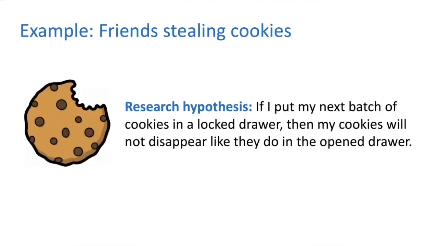Let's go over an example used in a previous module. This example was about friends stealing your cookies. In this example, we had the following research hypothesis. If I put my next batch of cookies in a locked drawer, then my cookies will not disappear like they do in the open drawer.